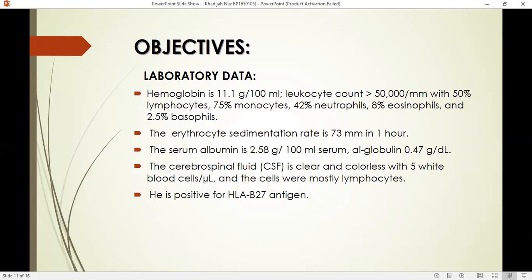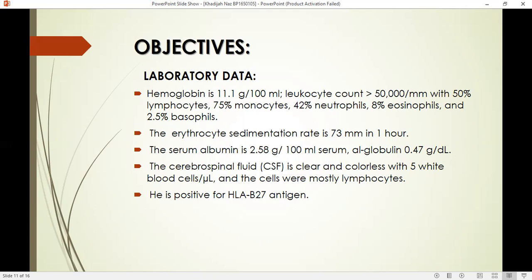8% eosinophils, and the normal range is 0.0 to 6.0%. 2.5% basophils, and the normal range is 0 to 2%. So these counts are all high. The erythrocyte sedimentation rate is 73 in 1 hour, which is very high because the normal range is between 0 to 15 per hour. His serum albumin is 2.58 gram per 100 ml, which is low because the normal serum range is 3.4 to 5.4 gram per 100 ml.